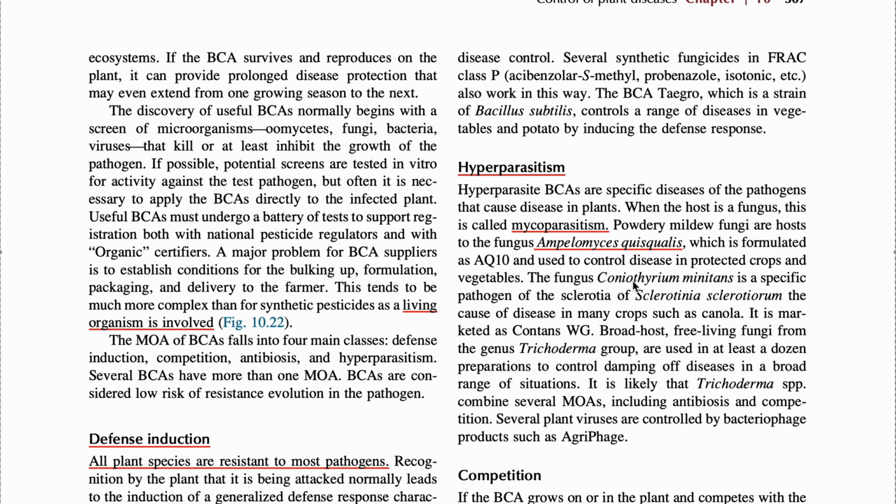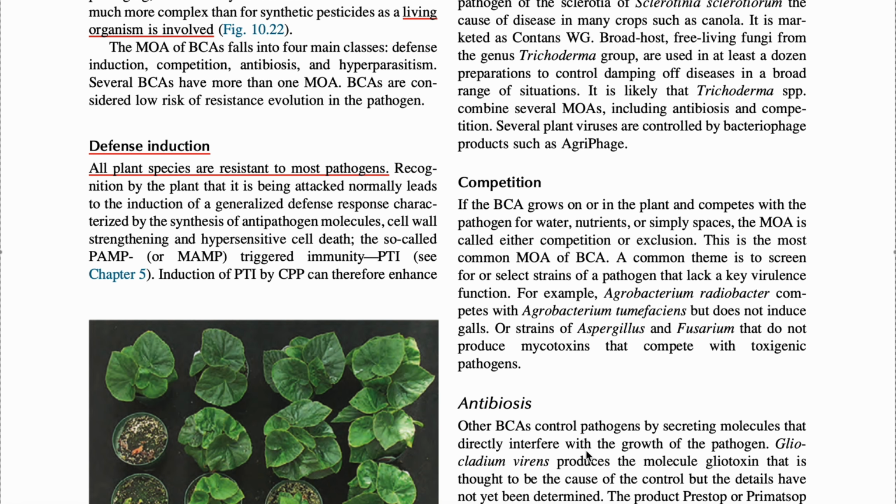The fungus Coniothyrium minitans is a specific pathogen of Sclerotinia and Sclerotium, the cause of disease in many crops such as canola. It is marketed as Contans WG. Broad host free-living fungi from the genus Trichoderma are used in at least a dozen preparations to control damping off disease in a broad range of situations. It is likely that Trichoderma species combine several MOAs, including antibiosis and competition. Several plant bacteria are controlled by bacteriophage such as Agriphage. I hope you know about bacteriophages.